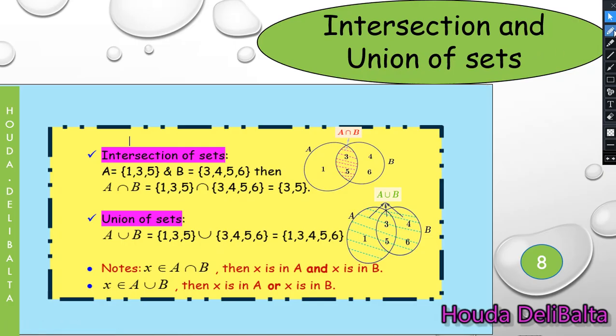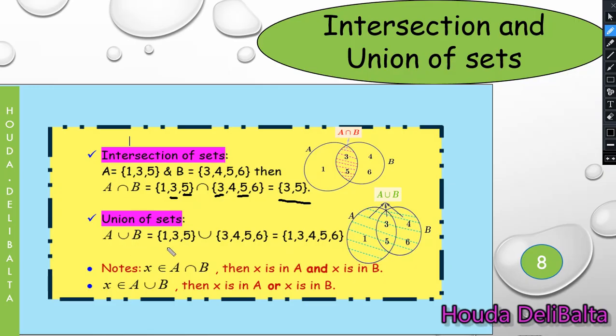If I don't use a Venn diagram, I can put dashes under the common elements 3 and 5. So I will get the intersection between A and B, and note that the intersection of A and B is definitely a subset of each of A and B. It's a part of A and a part of B as well.